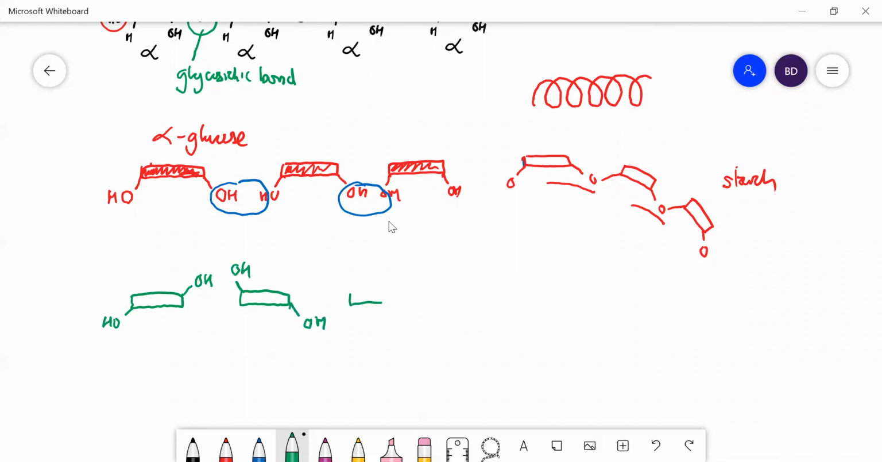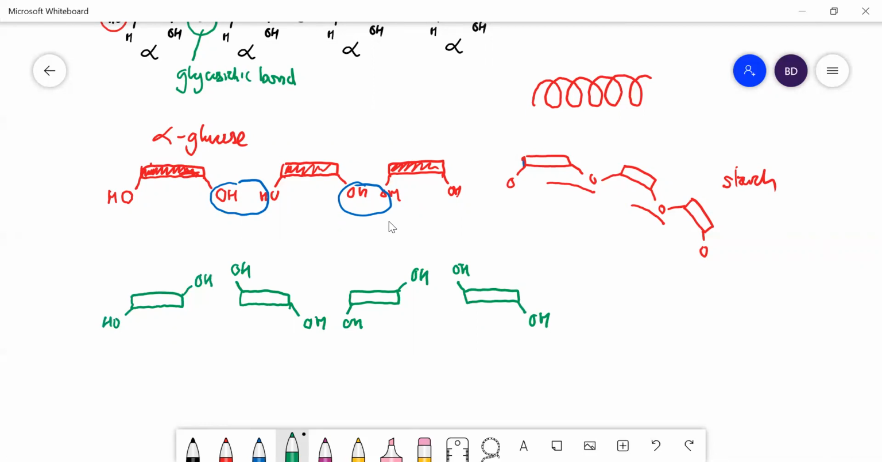And this one here is going to be upside down in relation to those two. So that'll be OH there, OH. And again, it's going to be OH up and OH down. Okay, so that's our glucose molecules, beta glucose molecules, ready to polymerize.